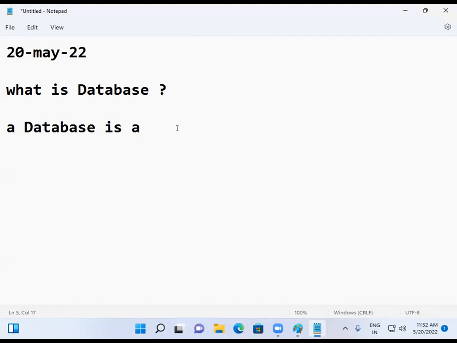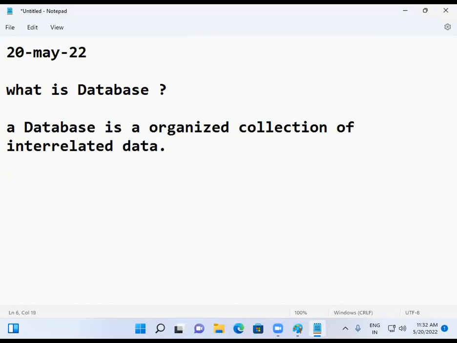Okay, now what is a database? A database is an organized collection of interrelated data. What is the definition of a database? A database is an organized collection of interrelated data. If anyone asks you what a database means, you have to give this answer: it is an organized collection of interrelated data.